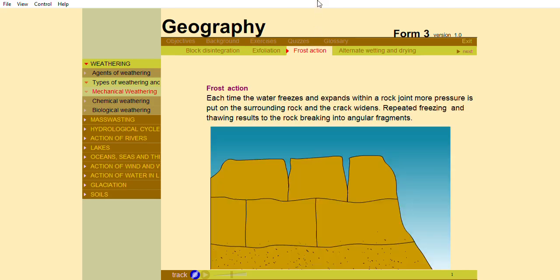Frost action. Each time the water freezes and expands within a rock joint, more pressure is put on the surrounding rock and the crack widens. Repeated freezing and thawing results to the rock breaking into angular fragments.